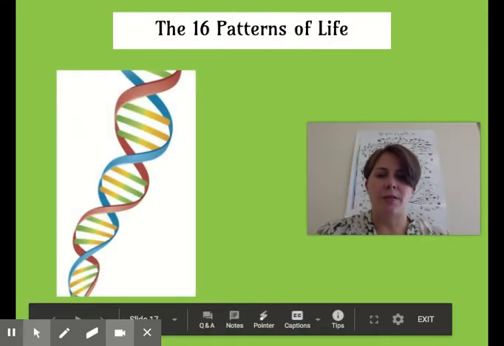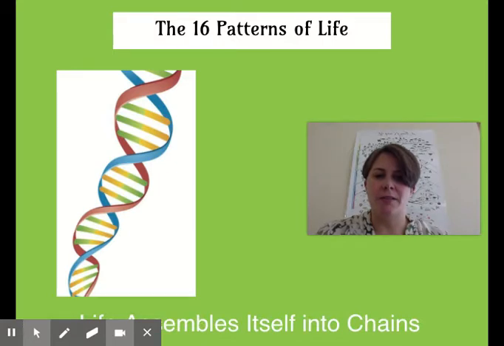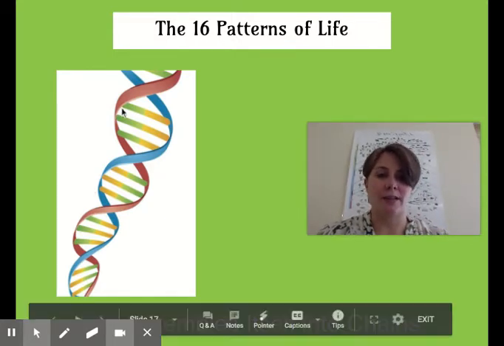Life assembles itself into chains. So the smallest of life's components use chains as the organizing principle. Life's chains have different links. There are two types of chain molecules: information chains, which store and transmit info, and working chains that carry out the business of living. And this is a picture of a DNA molecule.